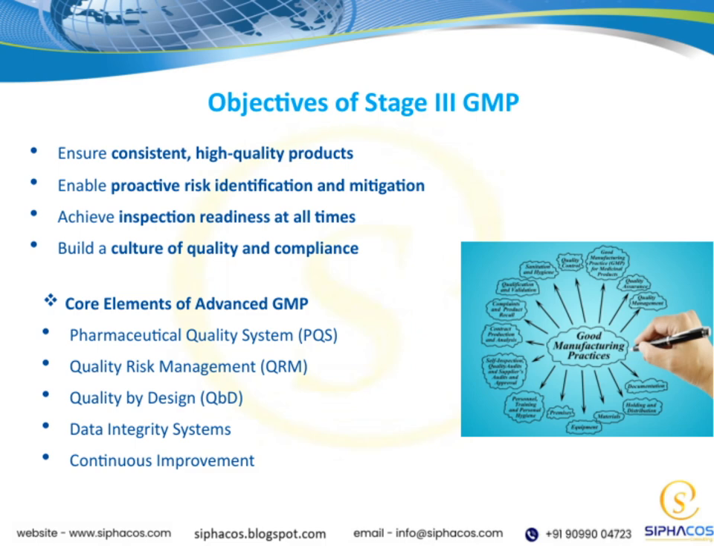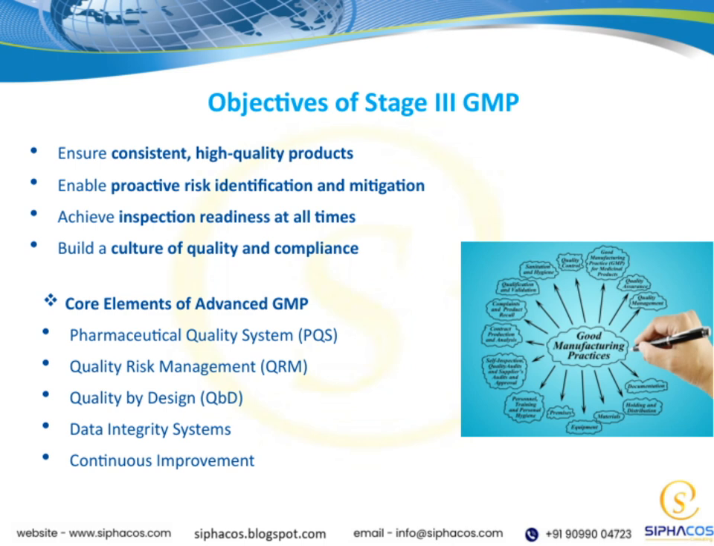Data integrity systems are also crucial. They ensure that all data is accurate, complete, and reliable, forming the backbone of compliance. Lastly, continuous improvement is about constantly refining our processes to enhance quality and efficiency over time.